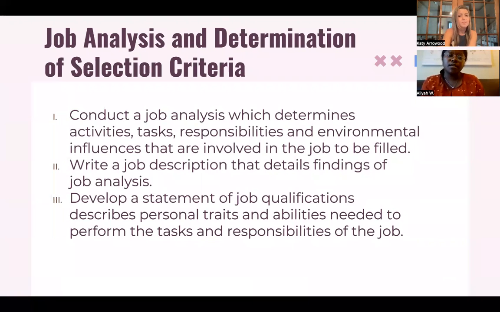So a company can conduct a job analysis, which determines the activities, tasks, responsibilities, and environmental factors that influence how to meet the job requirements. A company can also provide a job description that details the findings of the job analysis. And they can also provide a statement of job qualifications related to the task that needs to be performed. This can be put on the website or the application.